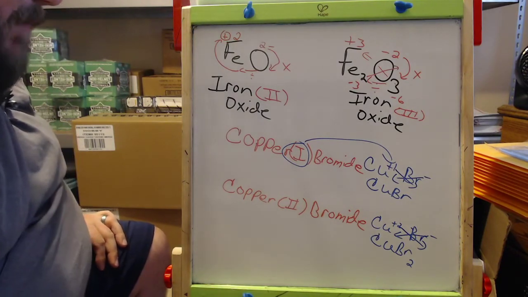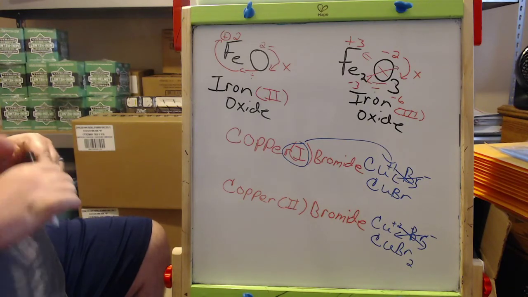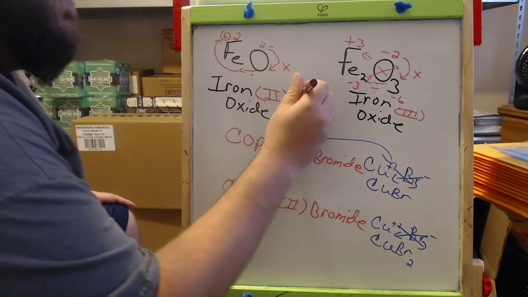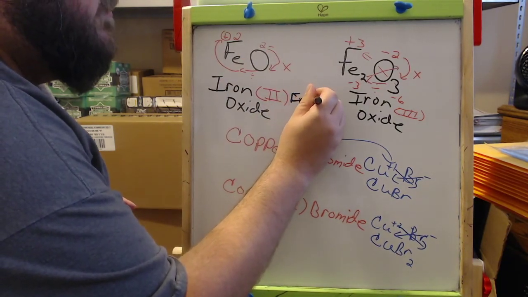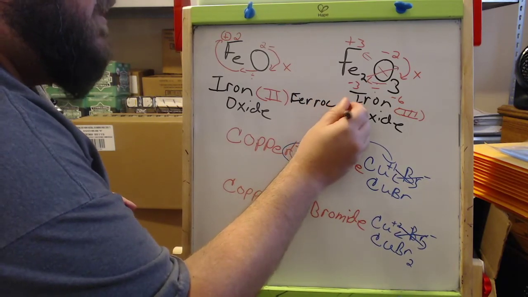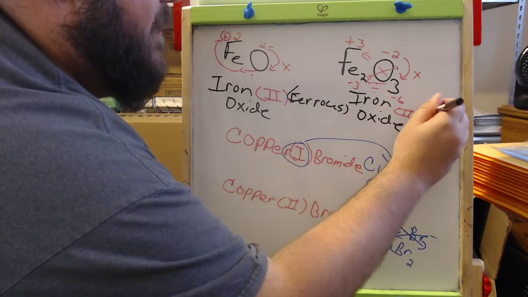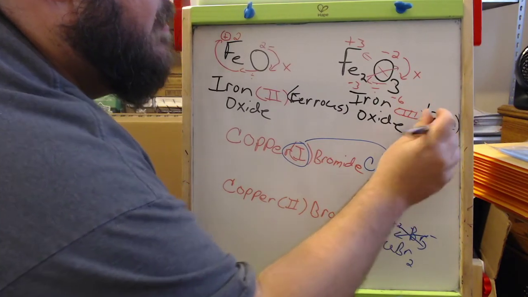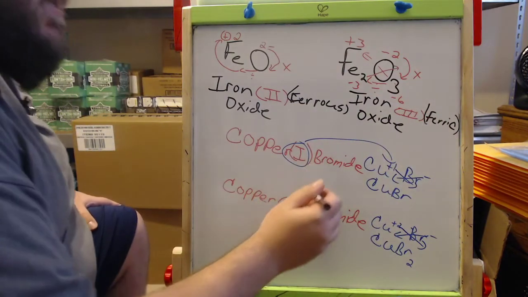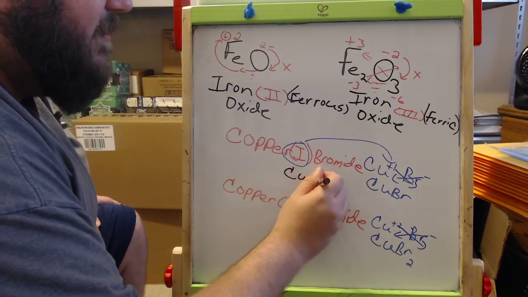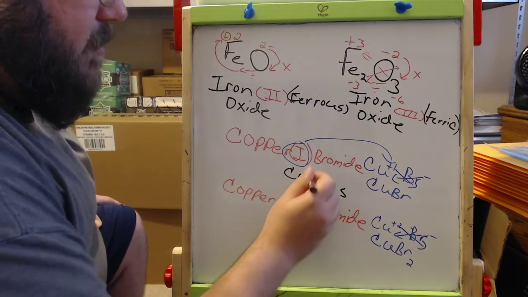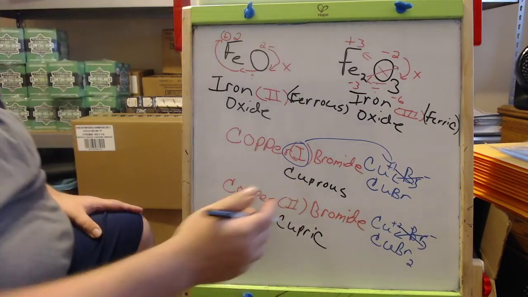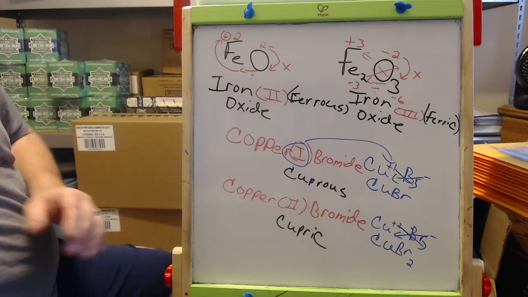Now with iron and copper, I want to point out something that's a little archaic, but it's still used today for iron and copper for whatever reason. Iron 2 is known as ferrous, so you may see iron 2 written as ferrous oxide. Iron 3 is known as ferric. The higher gets the IC, the lower gets the OUS. So this could also be known as ferric oxide. Down here, this would be known as cuprous, copper 1. And this would be known as cupric. Higher I, low O.